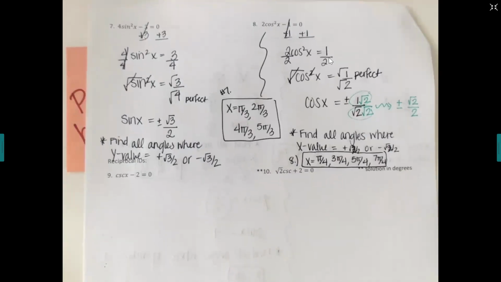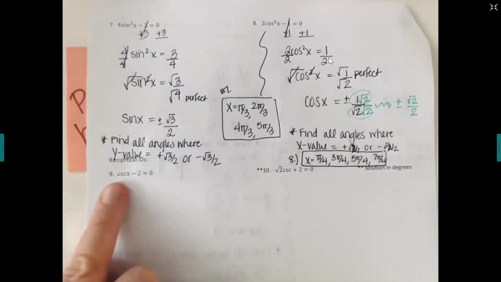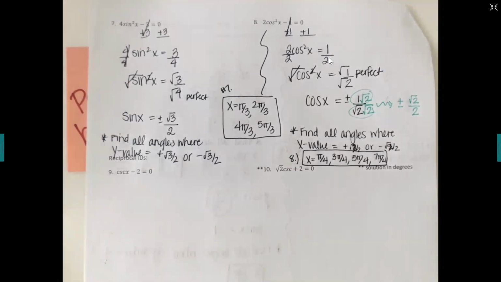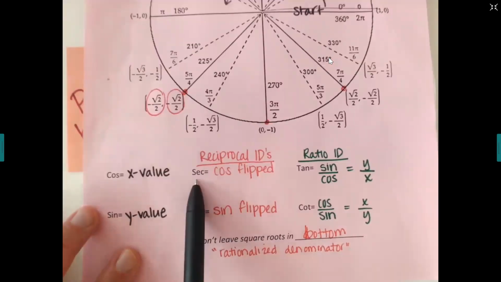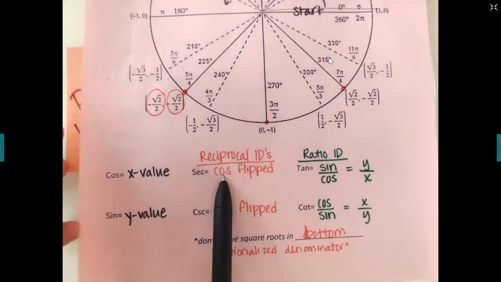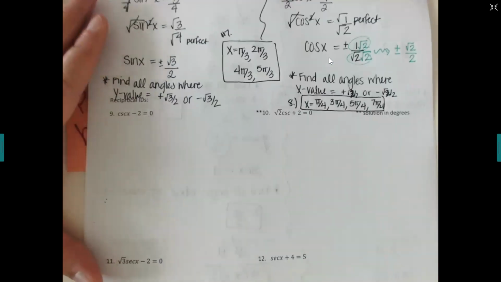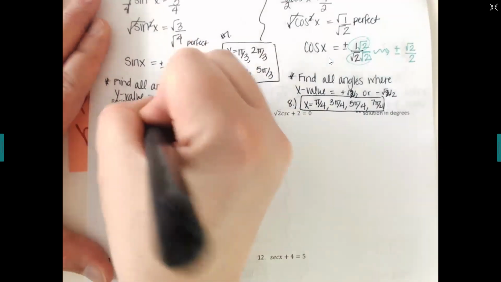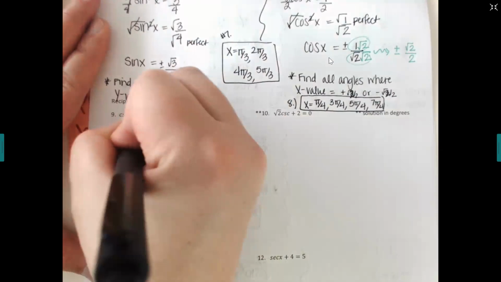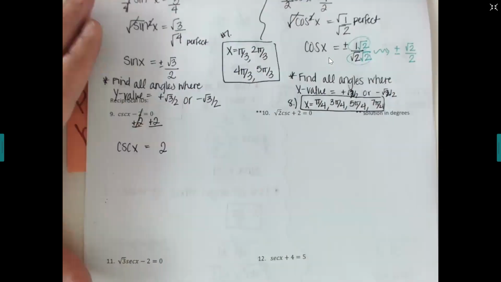So remember, the reciprocal IDs are partnered with the original two. Cosecant goes with what? Cosecant is sine flipped, and then secant is cosine flipped. You remember that? Okay, so let's go back to example 9. What do you think I should do first? Follow the same rules we've been doing. Plus the 2 across. 0 plus 2 on the other side means that cosecant x equals positive 2.